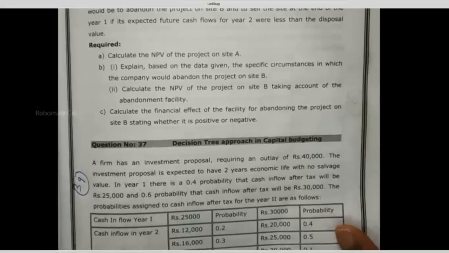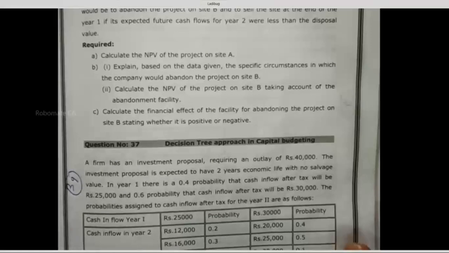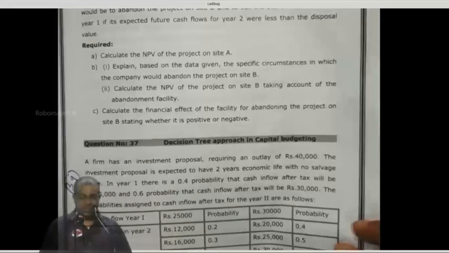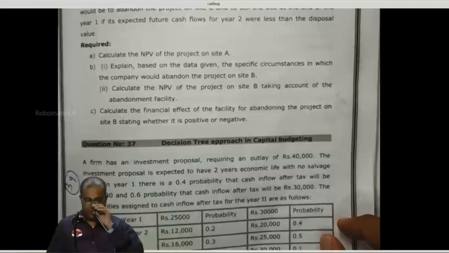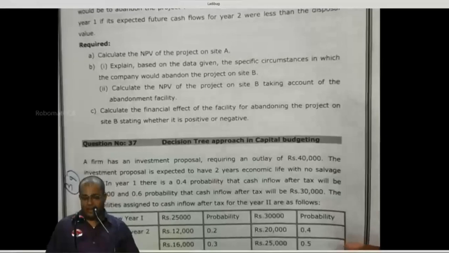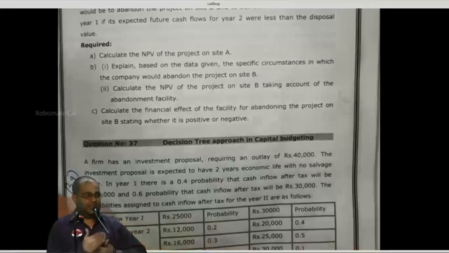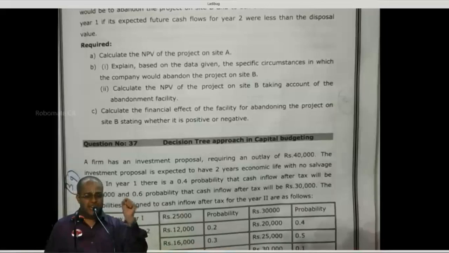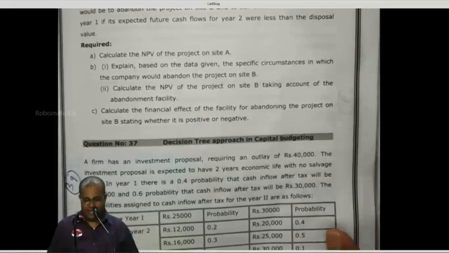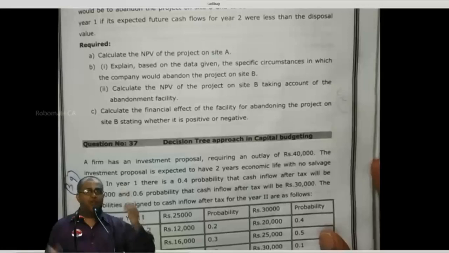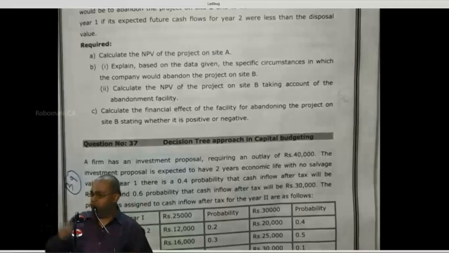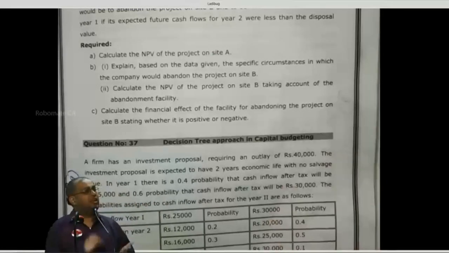Now, let me summarize that particular question and the discussion before we continue and complete the sum. Okay, please. Full silence. A firm has an investment proposal requiring an outlay of rupees 40,000. Just summarizing the sum here. What is the initial investment for this particular project? Tell me. 40,000. This project is for how many years? I want all of the projects for how many years? 2 years.